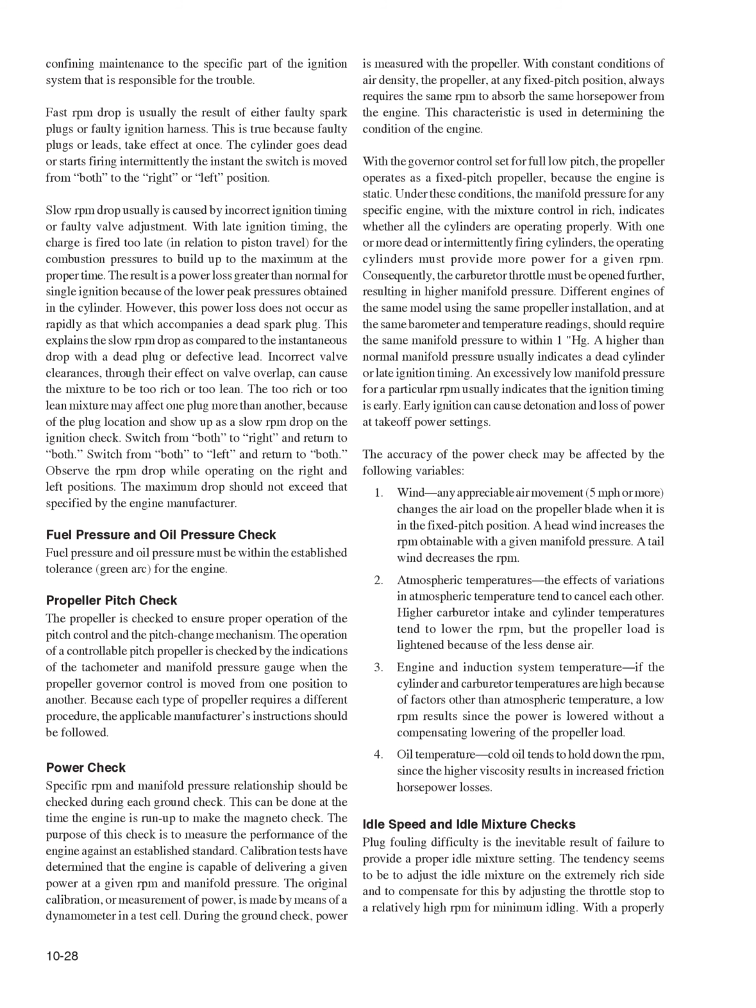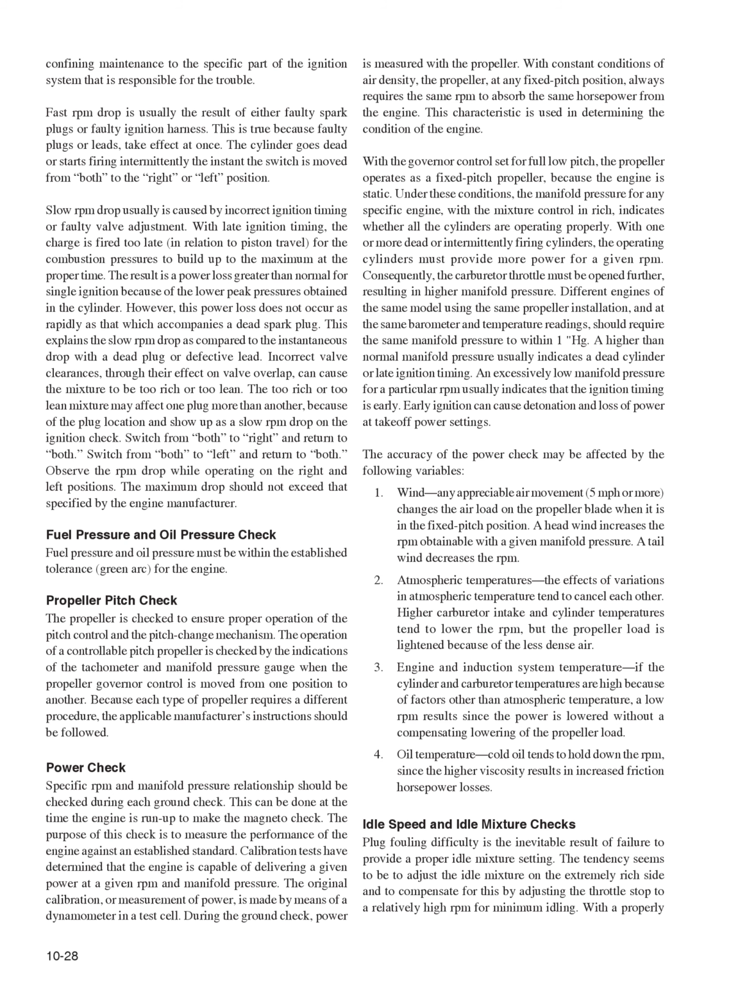2. Atmospheric temperatures. The effects of variations in atmospheric temperature tend to cancel each other. Higher carburetor intake and cylinder temperatures tend to lower the RPM, but the propeller load is lightened because of the less dense air. 3. Engine and induction system temperature. If the cylinder and carburetor temperatures are high because of factors other than atmospheric temperature, a low RPM results since the power is lowered without a compensating lowering of the propeller load.